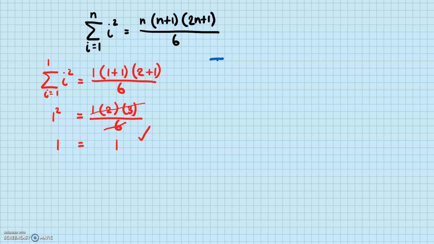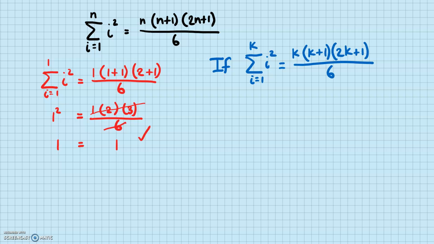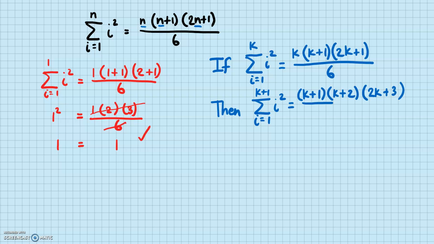Now, I'll start with if this is true for when i or n equals k. So we're assuming that this part is true: k times k plus 1, 2k plus 1 over 6. If this is true, then it has to be true for the case when n equals k plus 1. That's the summation from 1 until k plus 1 of i squared. And again, I'm substituting k plus 1 for n here. So that's going to be k plus 1, then k plus 1 plus 1, which is k plus 2, then 2 times k plus 1, which is 2k plus 2, but I have a plus 1 there, so that's going to be plus 3, over 6.